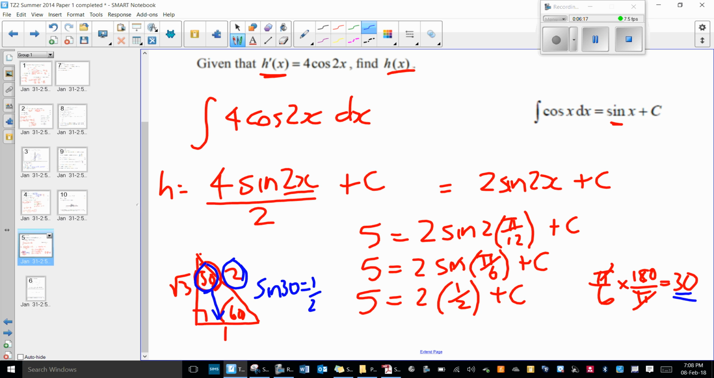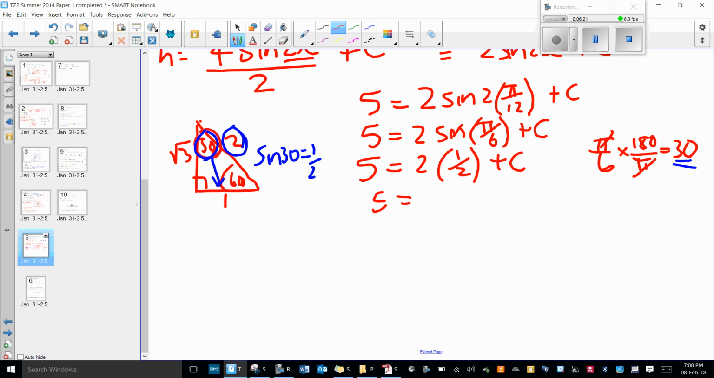Okay, hopefully that was better. So we've got 5 equals 2 lots of 1/2 is 1. So c is 4. So our final equation for h(x) is 2 sine 2x plus 4.